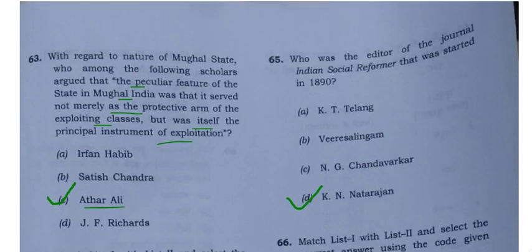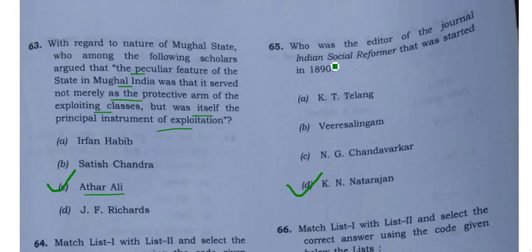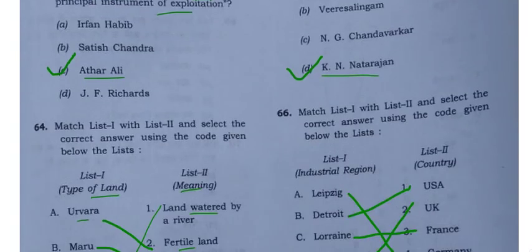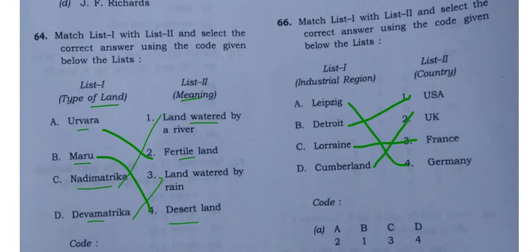Now let's talk about 65th question. Who was the editor of the journal Indian Social Reformer that was started in 1890? So it was K.N. Natarajan. So remember this one. Indian Social Reformer was started in 1890 by K.N. Natarajan.